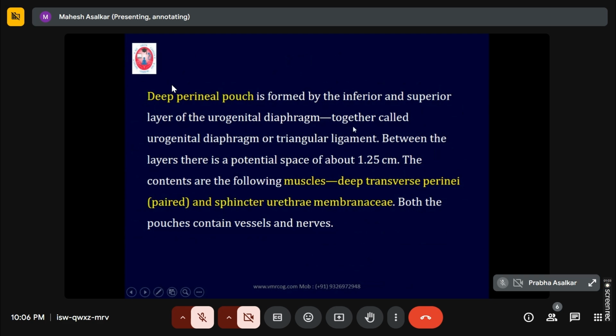Then coming to the deep perineal pouch, it is formed by the inferior and superior layers of the urogenital diaphragm, together called the urogenital diaphragm or triangular ligament. Between the layers, there is a potential space of around 1.25 centimeter. This is the deep perineal pouch. The contents of the deep perineal pouch are the muscles, that is the deep transverse perineum, which is paired, and the sphincter urethrae membranaceae. Both the pouches contain vessels and nerves. So the deep transverse perineum is located in the deep perineal pouch along with the sphincter urethrae membranaceae.